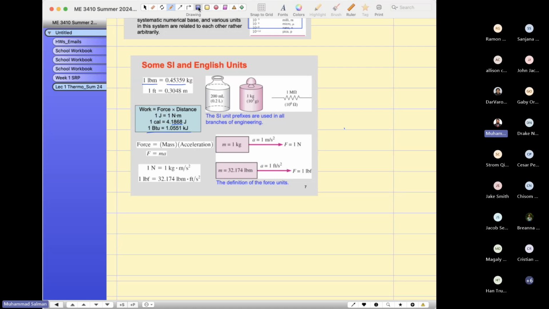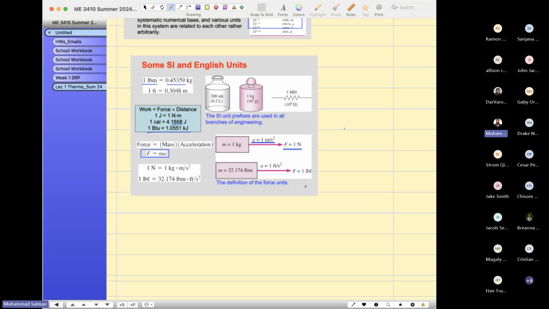Force equals mass times acceleration. This is Newton's second law. When the mass is 1 kilogram, if you apply a force of 1 Newton to generate the acceleration, 1 Newton equals 1 kilogram meter per second square. On the other hand, if I write the same in English units, 1 pound force equals 32 pound mass foot per second square. These are the unit conversions, in two types.